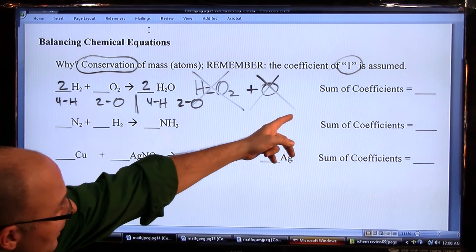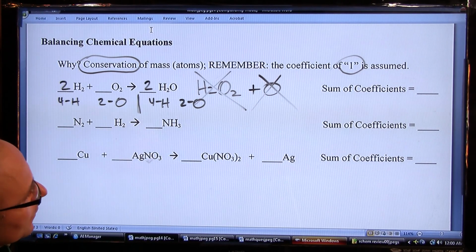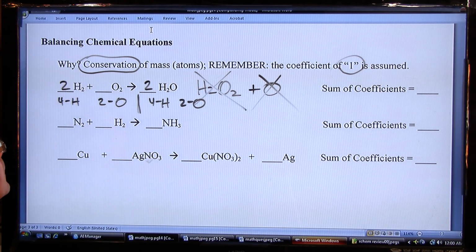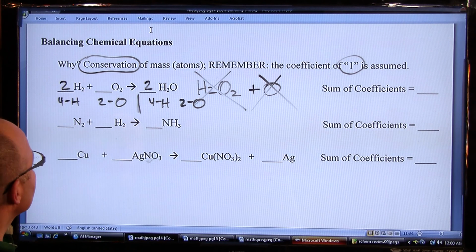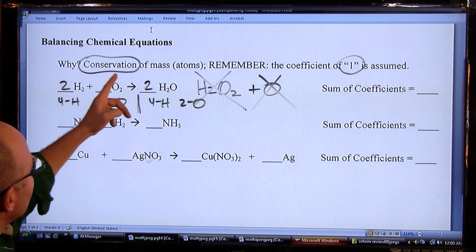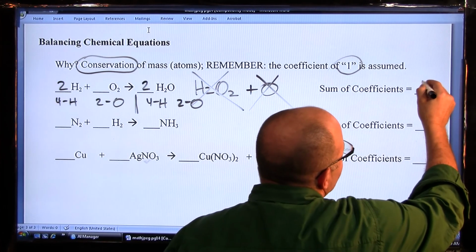Oh, before I forget, sometimes they make this into a multiple choice question. Now I'll ask you, when the equation is balanced, what is the sum of the coefficients? Adding all the coefficients on both sides. So 2 and 2, but don't forget the 1 that's assumed is going to give us 5 in this case.